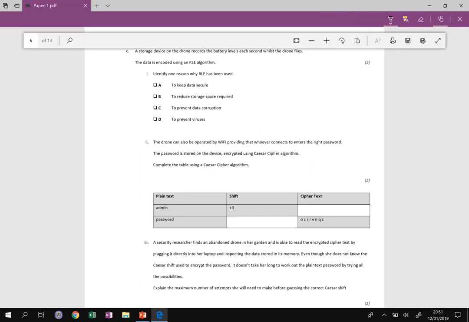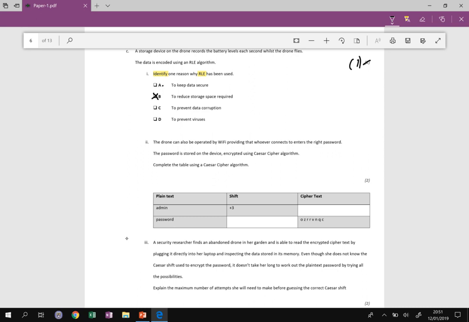This is a multiple choice question. So there's a mistake in this version that we're looking at. This question is only worth 1 mark, to identify one reason why run length encoding has been used. In a multiple choice question, you want to put a cross through the box that you think is right. But if you make a mistake and you change your mind, you just put one line through it and then you put a cross through the one that you then think is correct.